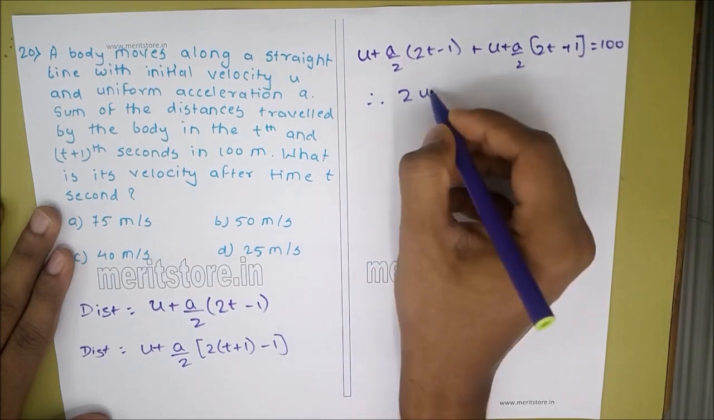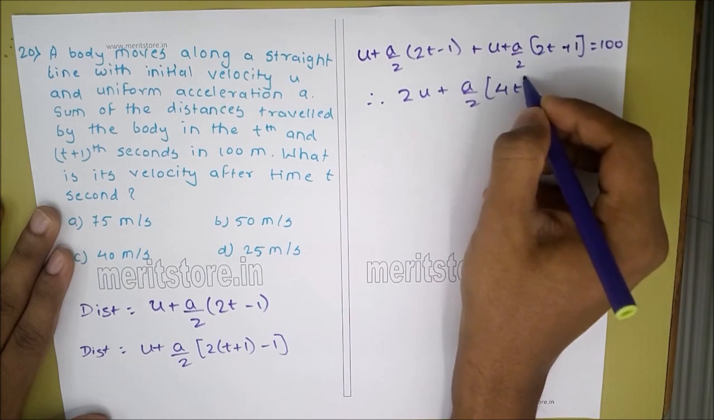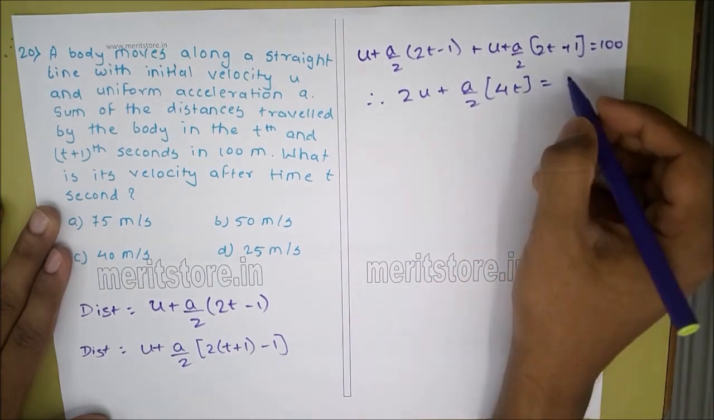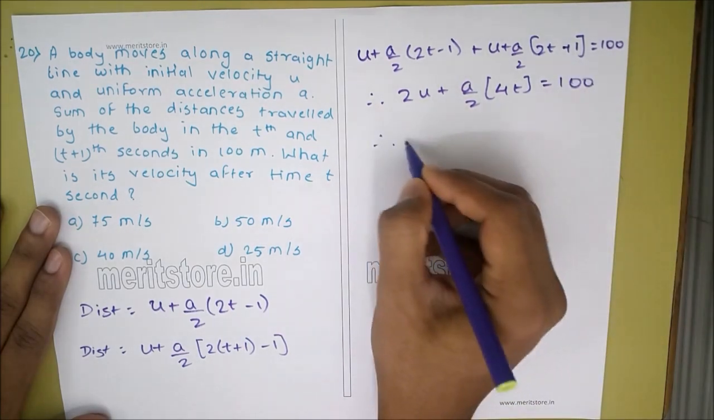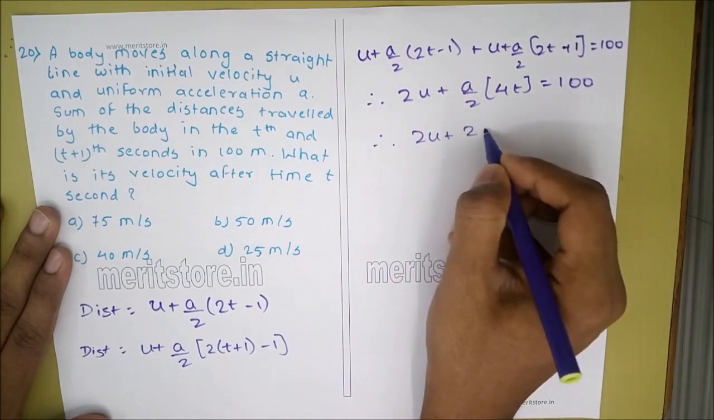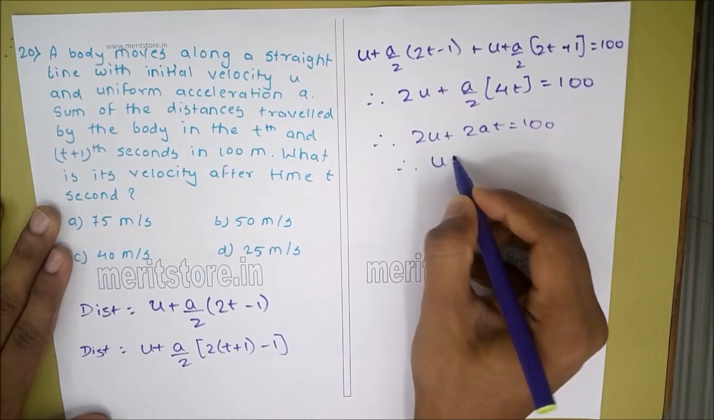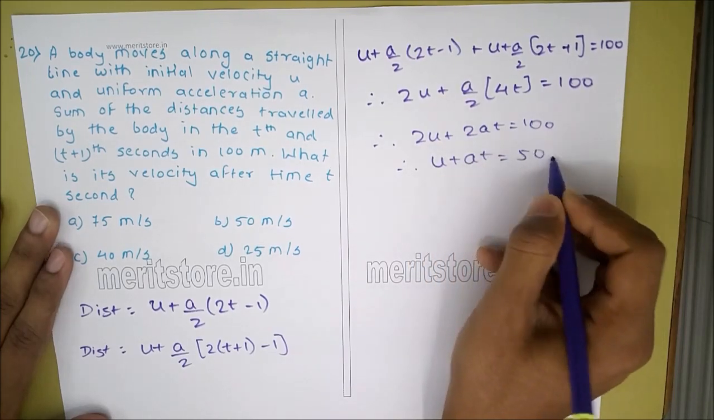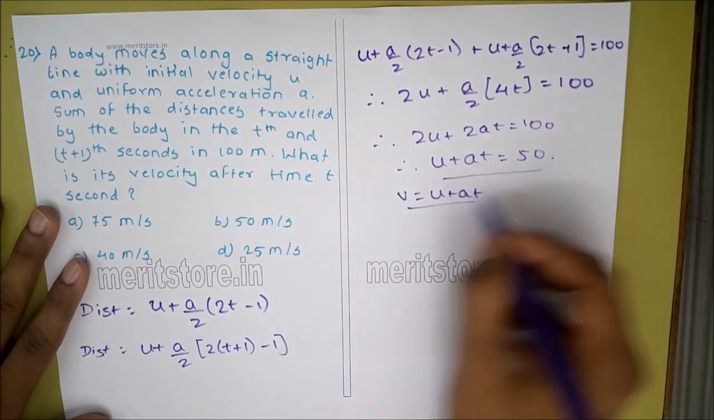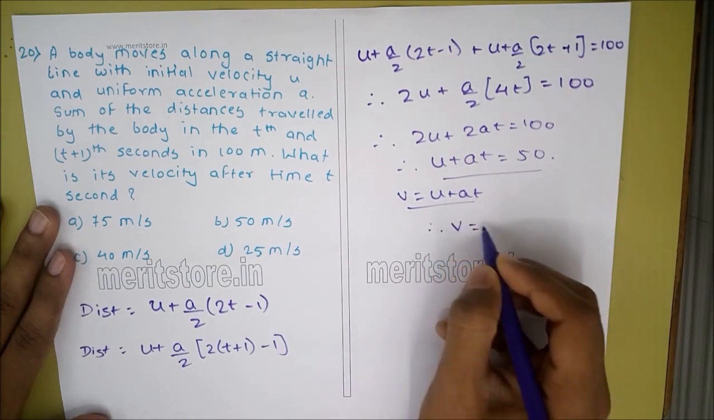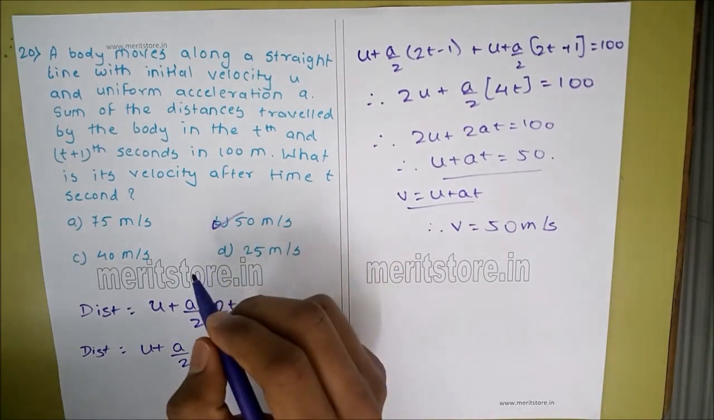Therefore 2u plus a by 2 times 4t is equal to 100. So u plus at is equal to 50. Now we know the general relation as v is equal to u plus at. So by similarity of these two equations, we can conclude that v is equal to 50 meters per second. Hence option B is the correct answer.